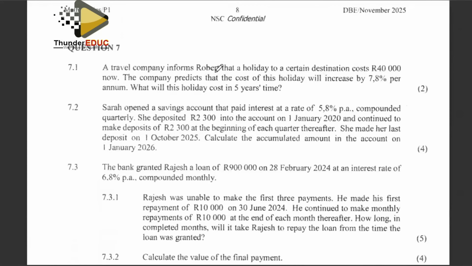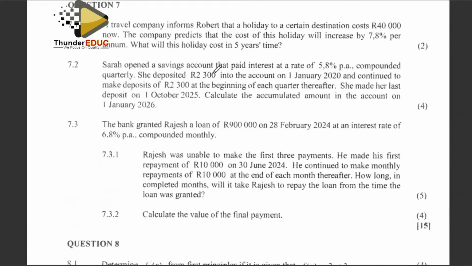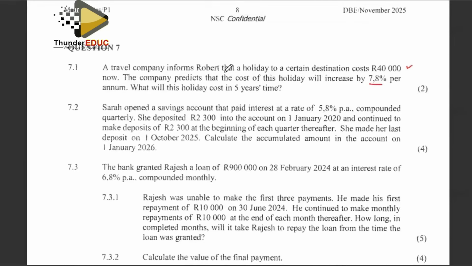All right, question number 7. A travel company informs Robert that a holiday to a certain destination costs 40,000 now. The company predicts that the cost of the holiday will increase by 7.8% per annum. What will this holiday cost in 5 years' time? This is basically compound interest because of inflation. So 1 plus i to the exponent of n. That is 40,000 into 1 plus 0.078 to the exponent of 5.